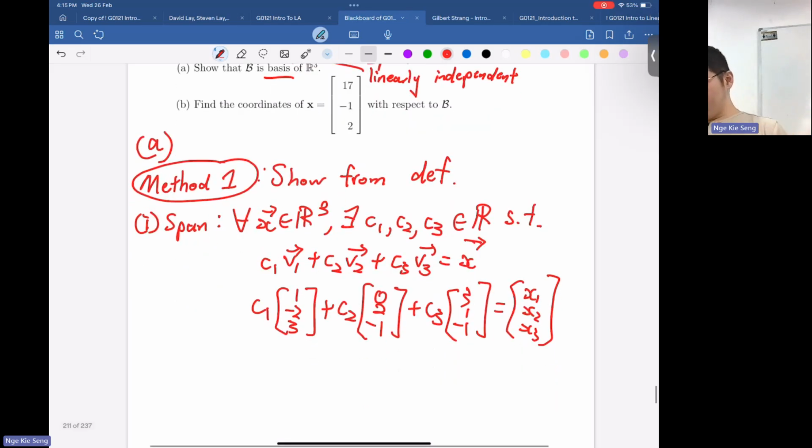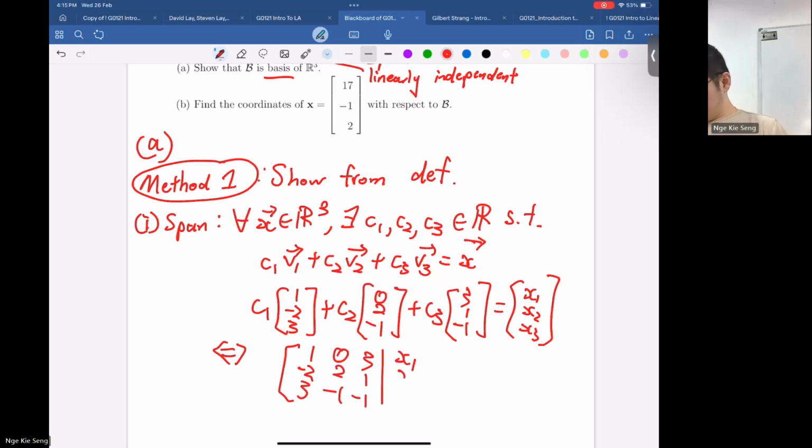Meaning you want to solve this. To solve this, what does it mean? You need to solve the augmented matrix. Does this look like your quiz question? You want to solve this and then ask whether this is always consistent or not, whether you always have a solution or not.